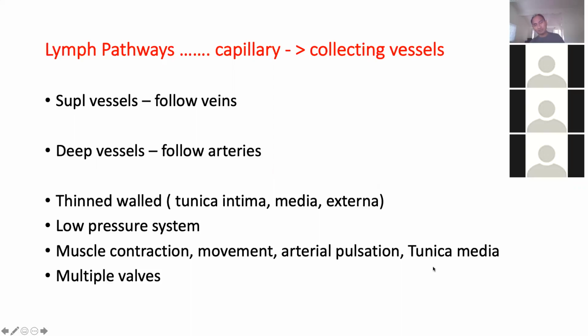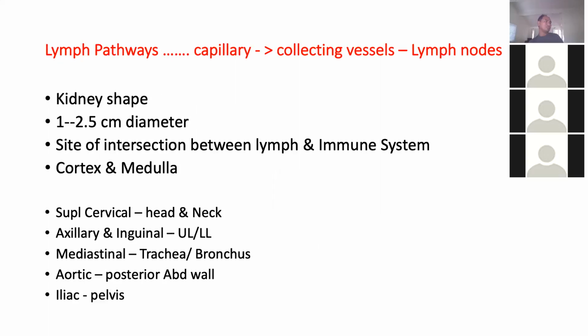and the tunica media, the muscle layer of the lymphatic vessels, will just contract. So it is very much like a venous system for the transport of the lymph from the periphery back to the systemic circulation. So now from the capillaries, we studied a little bit about the collecting vessels. And now we get to the lymph nodes.